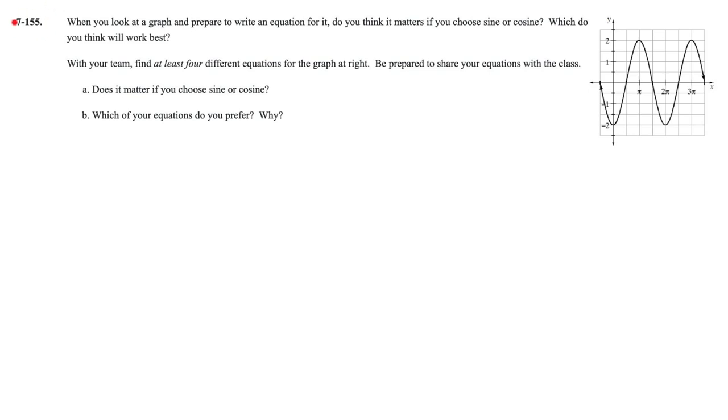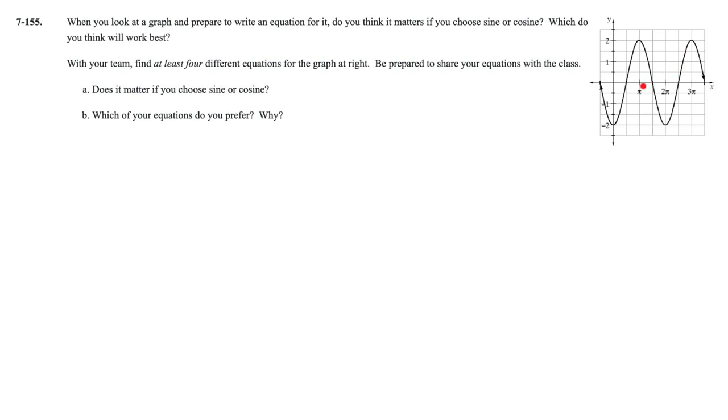All right, so here's a question. When you look at a graph and prepare to write an equation for it, do you think it matters whether you choose sine or cosine? Hint, hint: yes, it does. Which do you think will work best? Your team finds at least 4 different equations for the graph at right. Prepare your equations from there.